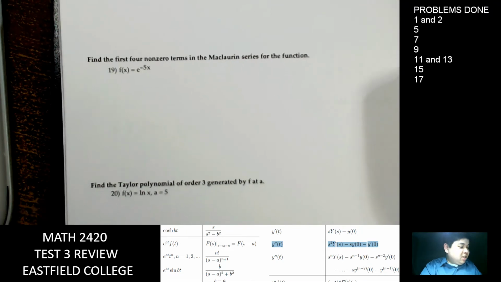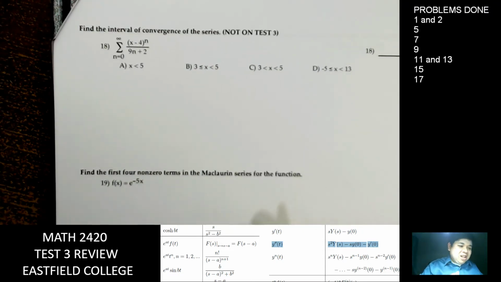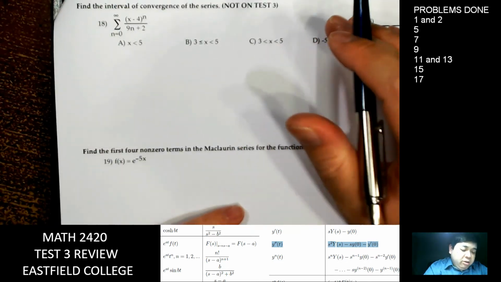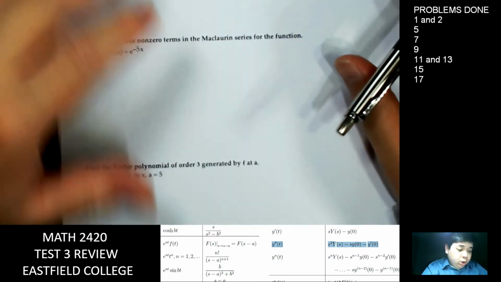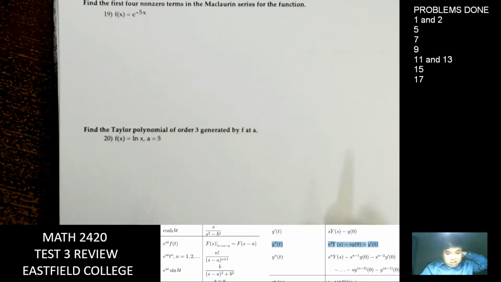Next we have the series, number 18. I will not ask you this kind of question about the convergence of the series on the test, so I'm not going to do that here. Look at 20 instead.